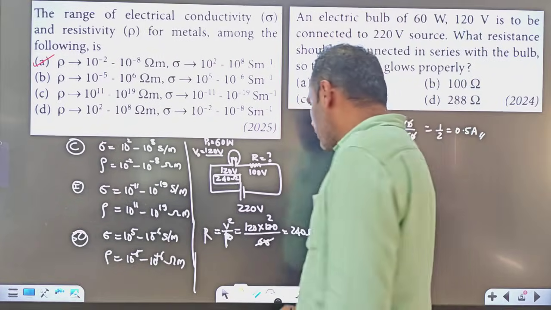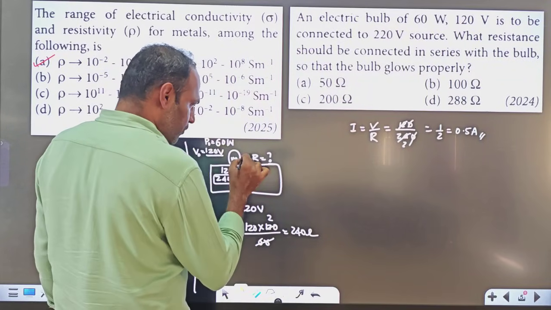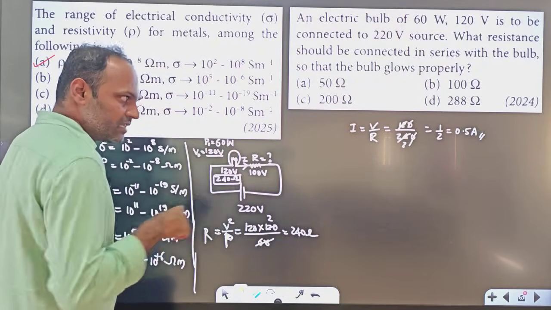So the same current has to flow in this resistor, because they are in series. In series, the current is the same.